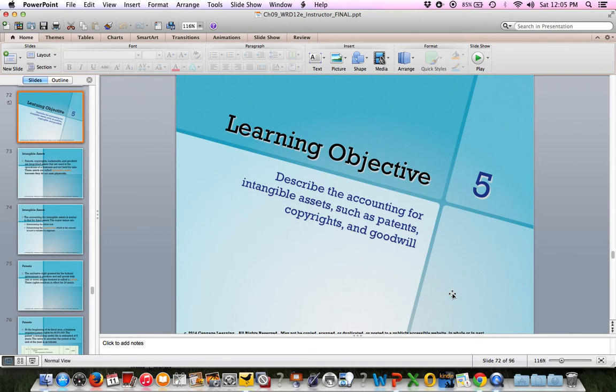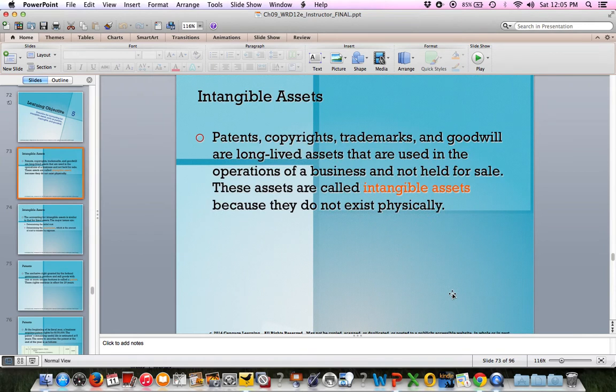Okay, next we'll talk about intangible assets. They lack a physical substance. They're really just evidenced by a piece of paper, typically. So think of a patent that you would file on an invention, a copyright on a slogan, a trademark on a company logo, or goodwill. They are long-lived assets used in the operation of business and not held for sale, but they have no physical form. We call them intangibles.